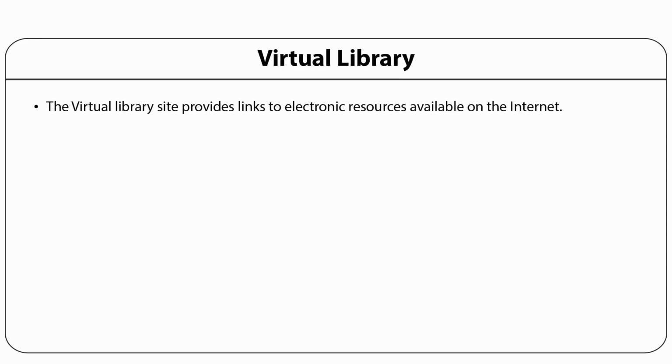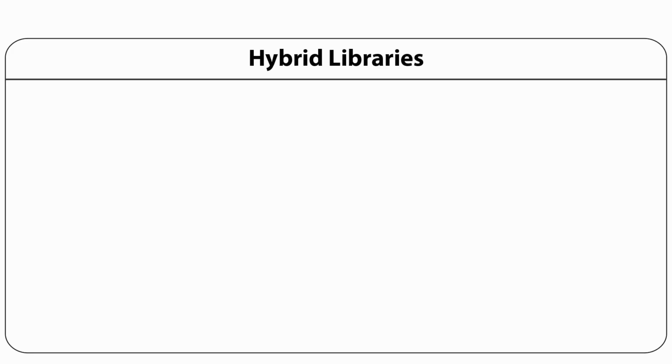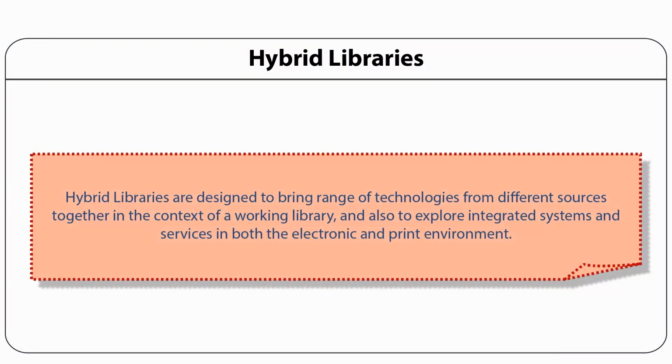The term virtual library usually refers to meta resources or subject portals that extend virtual accessibility of digital collections from several diverse sources without the users even knowing where the resources actually reside. Unlike digital libraries, virtual libraries do not consist of full text resources. Instead, they are more like an index of relevant, handpicked links to resources available on the web. Hybrid libraries are designed to bring a range of technologies from different sources together in the context of a working library and also to explore integrated systems and services in both the electronic and print environment.